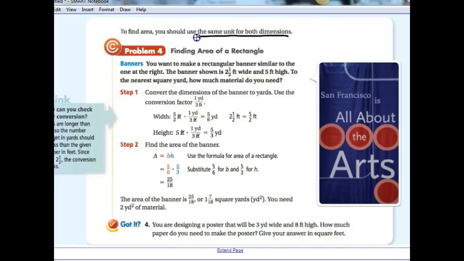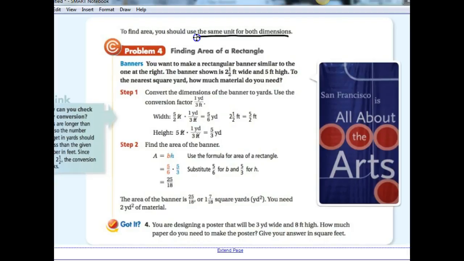Now, as we look at this particular problem, it says you want to make a rectangular banner similar to the one at the right. The banner shown is 2.5 feet wide by 5 feet high. To the nearest square yard, how much material do you need?